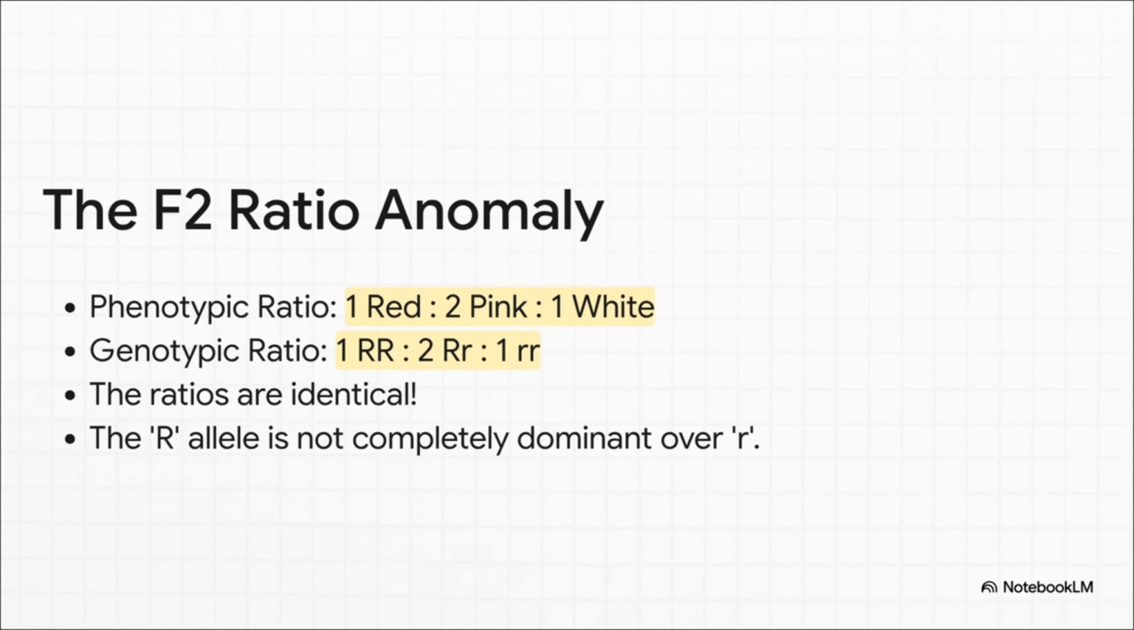And this is the dead giveaway. With Mendel's peas, you get that famous 3-to-1 ratio of what the plants look like. But here, the phenotypic ratio, what you see, is 1 red to 2 pink to 1 white. And guess what? That perfectly mirrors the genotypic ratio, 1 RR to 2 Rr to 1 rr. When those ratios match up, boom, you know you're looking at incomplete dominance.